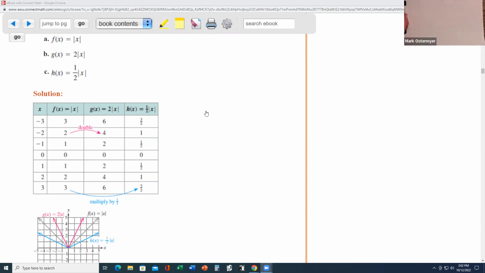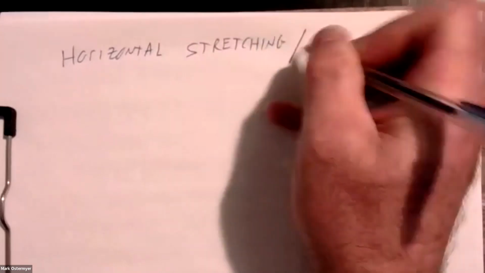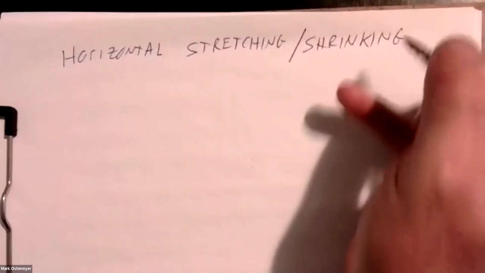All right, next we want to look at horizontal shrinking and stretching that could occur with a graph. How do we induce it here?